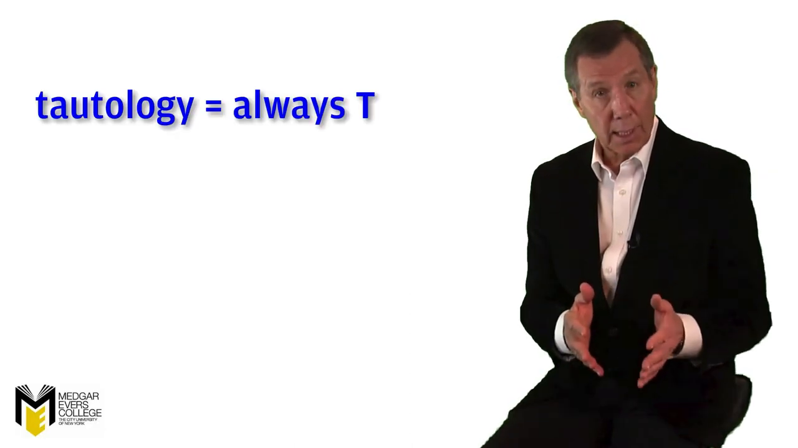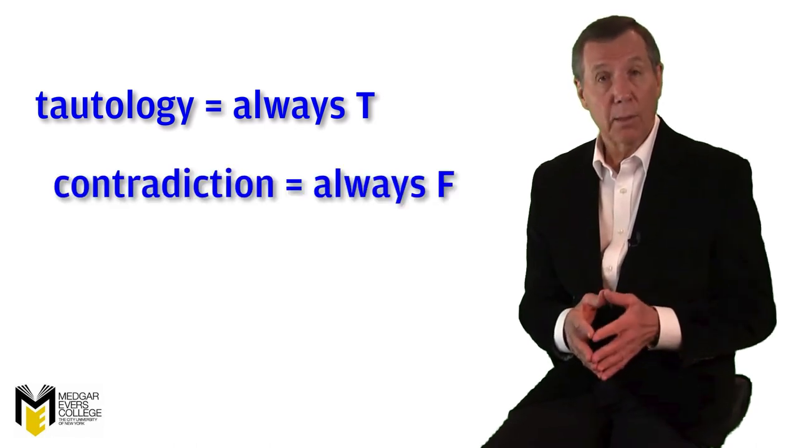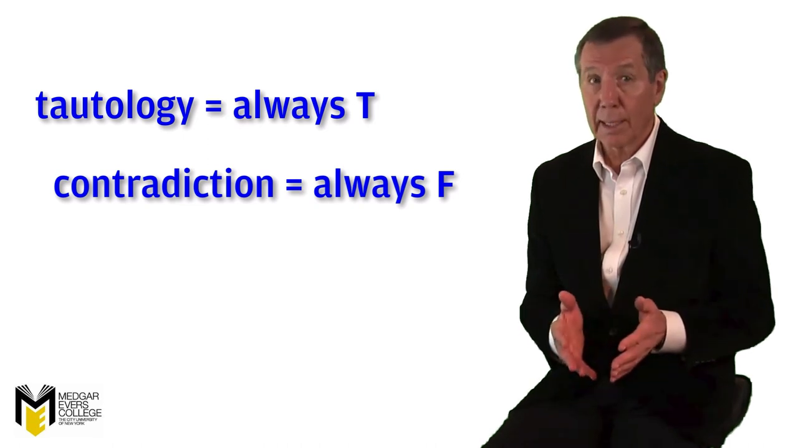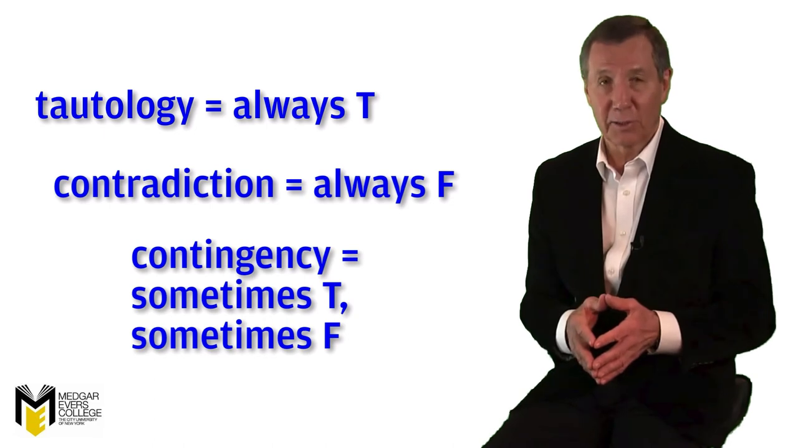So, we've seen a truth table for both a tautology and a contradiction. Next up, we'll take a look at the truth table for a sentence that is sometimes true and sometimes false. It's what logicians call a contingency.